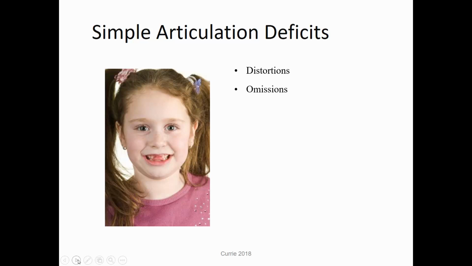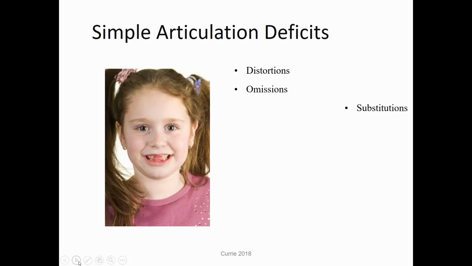Very common. A lisp is a distortion of the Z sound. You can make an S sound, and then while holding on to the S, try to turn it into a Z. And that's very, very common. And then a frontal lisp is when the tongue pushes forward and the Z sound or S sound is more like TH, like I'm playing soccer on Saturday. So that's a very common distortion. Often it's because I'm missing my two front teeth.